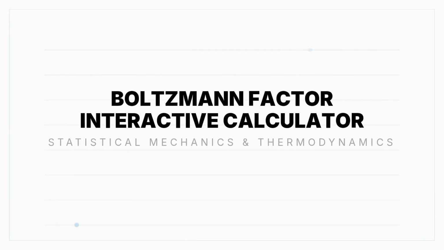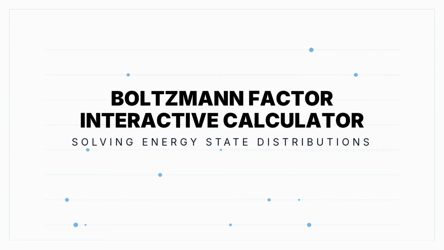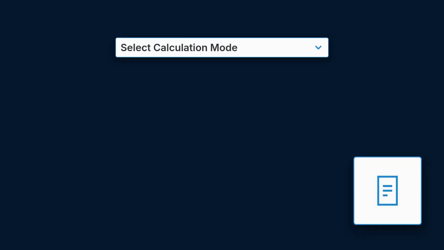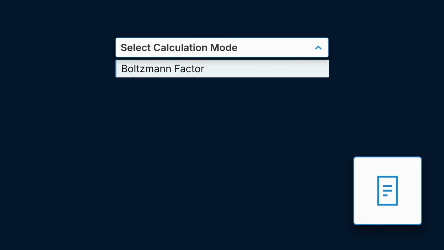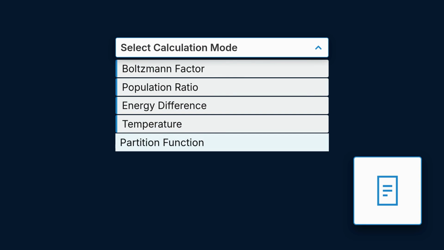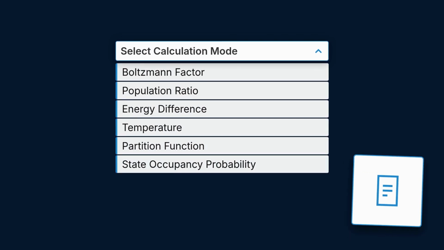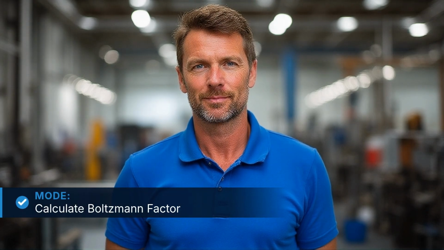Today we're exploring the Boltzmann Factor Interactive Calculator, which solves statistical mechanics problems related to energy state distributions. Let's start with the calculation mode drop-down menu. You can calculate Boltzmann factor, population ratio, energy difference from factor, temperature from factor, partition function, or state occupancy probability. For this demonstration, I'll select Calculate Boltzmann Factor.